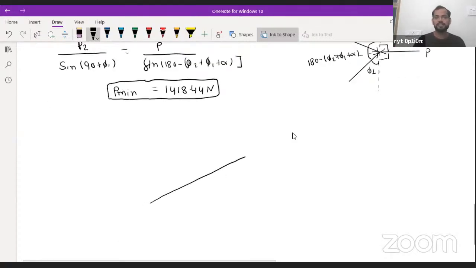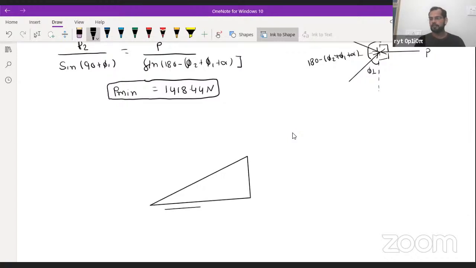Just see here, this is a simple trigonometric part. I hope this is clear to you: this is friction, this is normal reaction, and this is the contact force R1. So this angle will be phi 1. I think this is clear, because the angle made by the contact force with the normal reaction is the angle of friction.